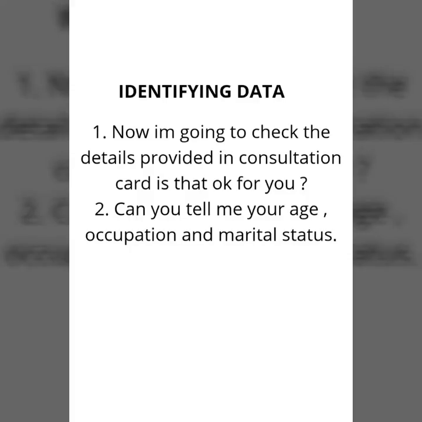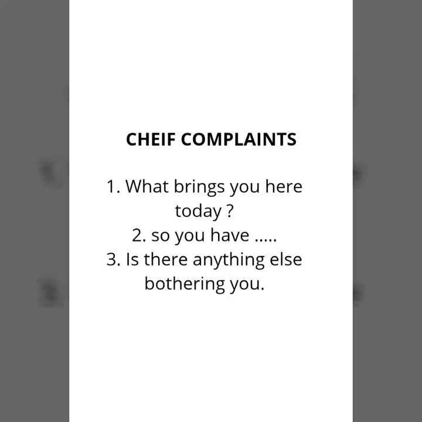Okay. So the next step is identifying data. Now you will check the details provided in the consultation card of the patient and ask the patient, can you please tell me your age, occupation and marital status. So the next step is chief complaints. Now you will ask the patient, what brings you here today, and whatever the patient is complaining about his illness, you will make a conclusion of that and tell the patient you may have this disease. And after that you will ask the patient, is there anything else bothering you with these chief complaints?